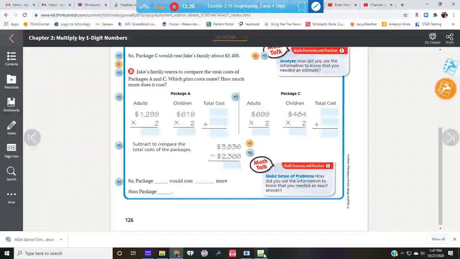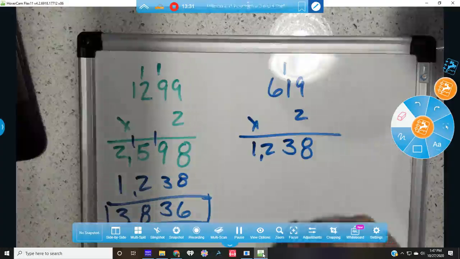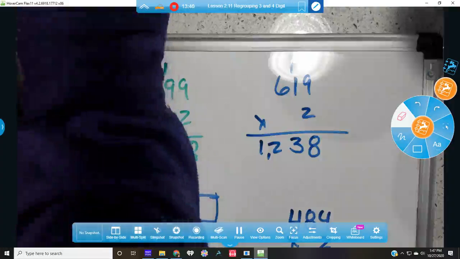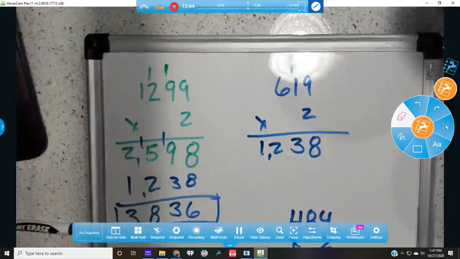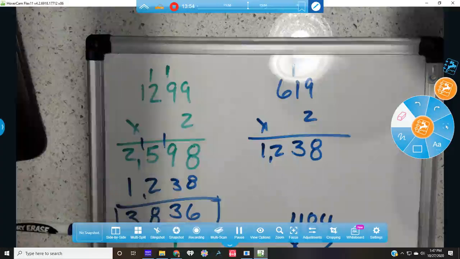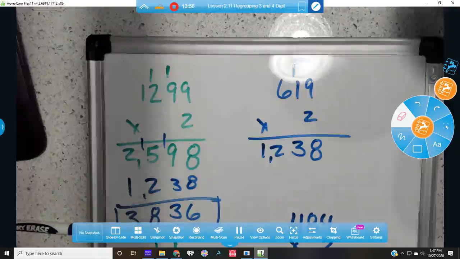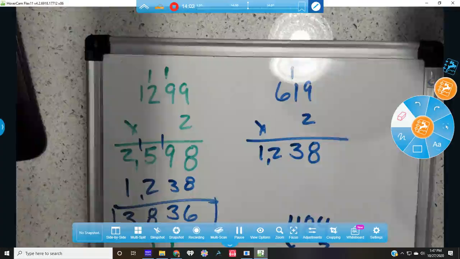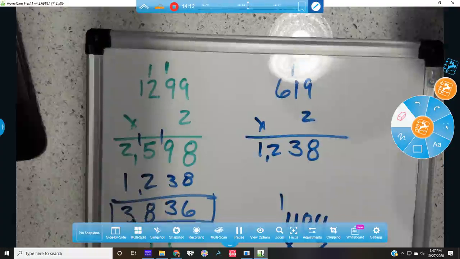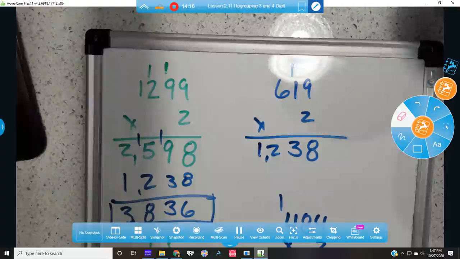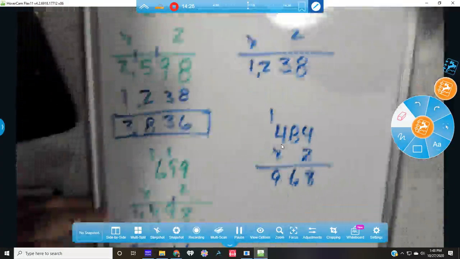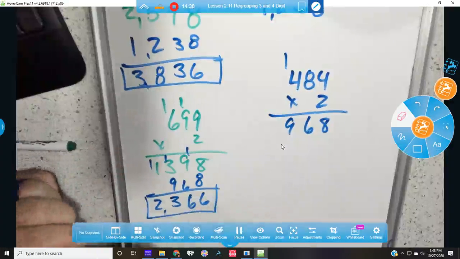Alright, let me get those numbers for package C. $699 and $484. $484 is for the kiddos, times 2. And $699 also times 2. So here's our 8. 18, there's 9, carry 100, $1,398. Our package for the kiddos is $968. 16, 15, 16, 12, 13. Alright, so here's our price for package C, and there's package A.